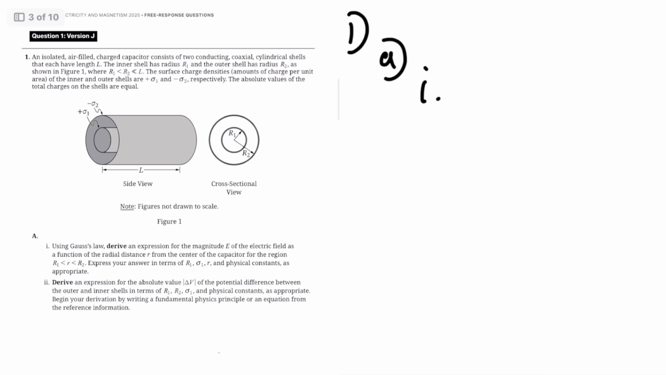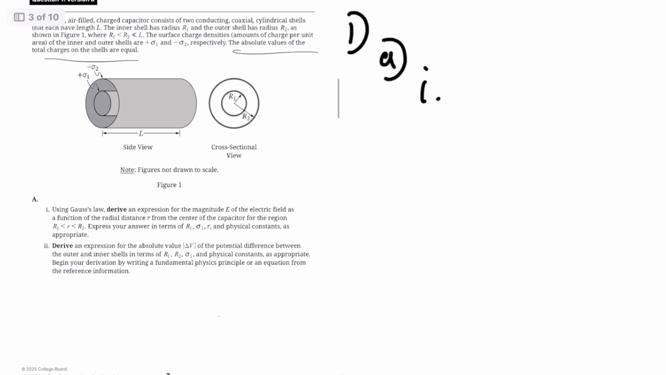This is the version I had actually, so we're just going to go through the answers. Let's read this. An isolated air-filled capacitor consists of two conducting coaxial cylindrical shells that each have length L. The inner shell has radius R1 and the outer shell has radius R2, as shown in figure 1, where R1 is less than R2, which is much less than L. The surface charge densities of the inner and outer shells are positive sigma 1 and negative sigma 2, respectively. The absolute values of the total charges on the shells are equal. So this is going to be important later.